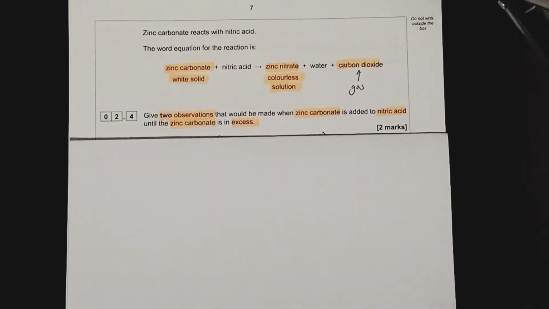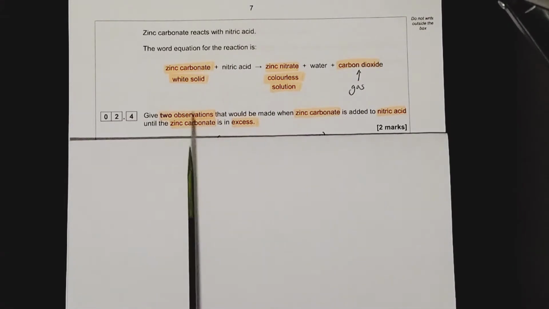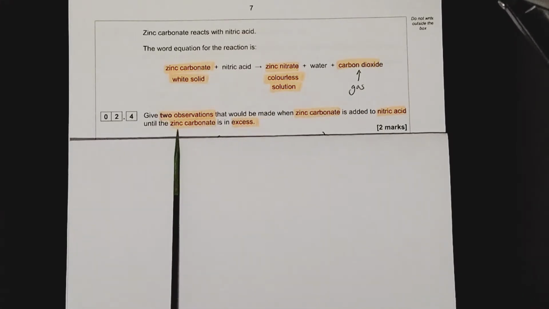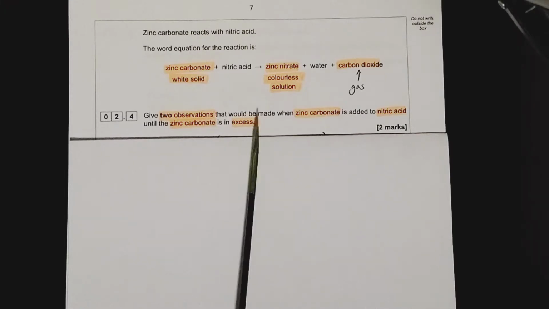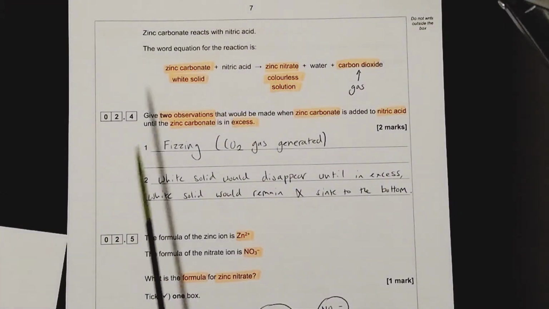We're then told about a reaction between zinc carbonate, a white solid, and nitric acid, forming a salt, zinc nitrate, water, and carbon dioxide. And we're asked to give 2 observations, which we would see when that zinc carbonate was added to nitric acid and the zinc carbonate was allowed to be in excess, i.e. more than enough to go to completion.